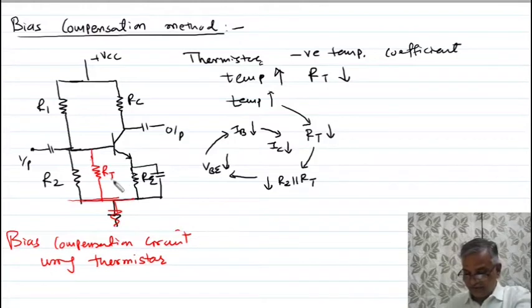In addition to this, the parallel combination of RE and CE also provides self-bias stabilization. Please remember what I have written here. Temperature increases, resistance of the thermistor decreases. So the resistance of the parallel combination of R2 and RT decreases. So VB decreases, base current IB decreases, collector current decreases. So with increasing temperature, collector current decreases, meaning collector current tries to remain constant with temperature.